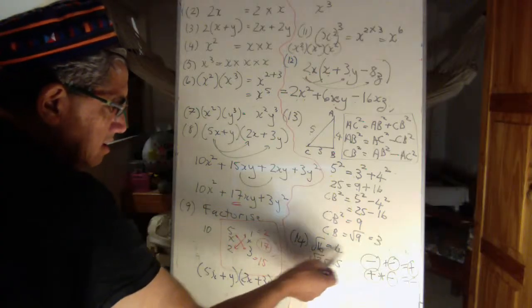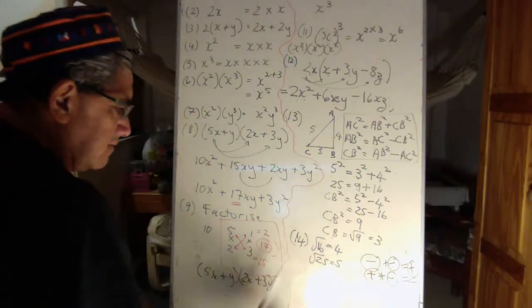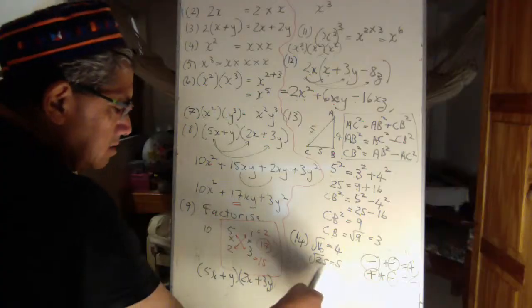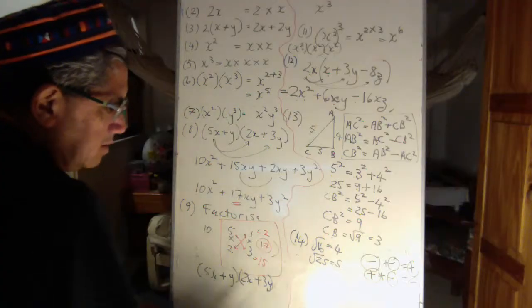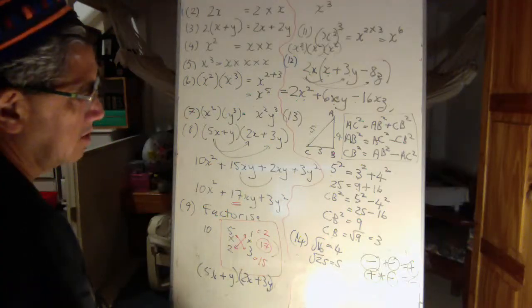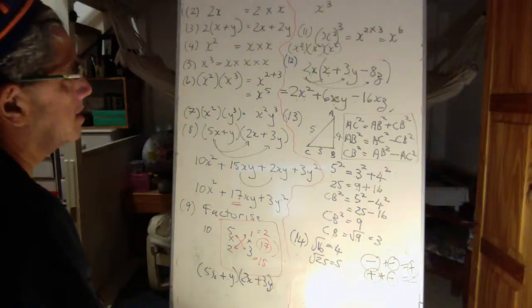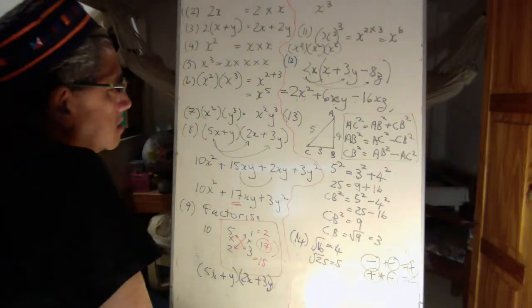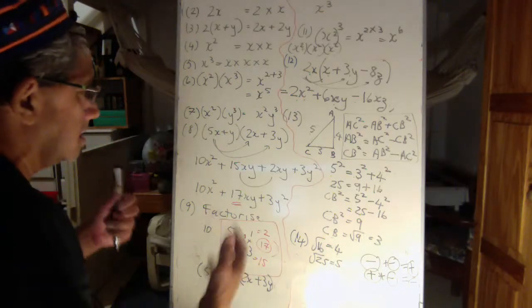And the last one here is 16. Square root of 16 is 4. What number times itself will give you 16? What number by itself will give you 25? Will be 5. So this is just basic math. But if you don't know those, you can't understand many other things.